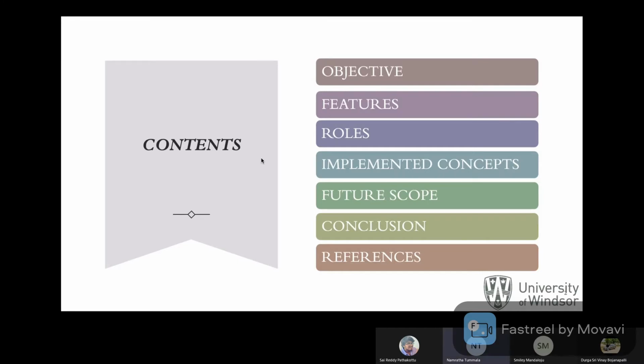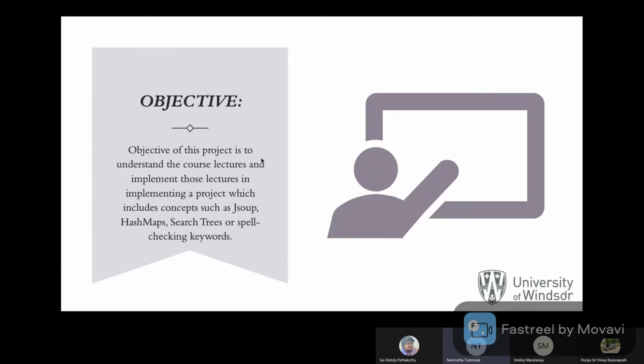The contents of our presentation: objective, features, roles, implemented concepts, feature scope, conclusion, and references. The main objective of this project is to understand the course lectures and implement them in our project, which includes concepts such as JSoup, hash maps, search trees, and spell checking keywords.